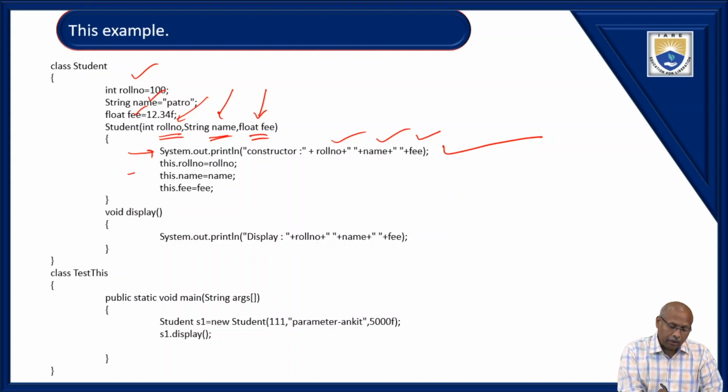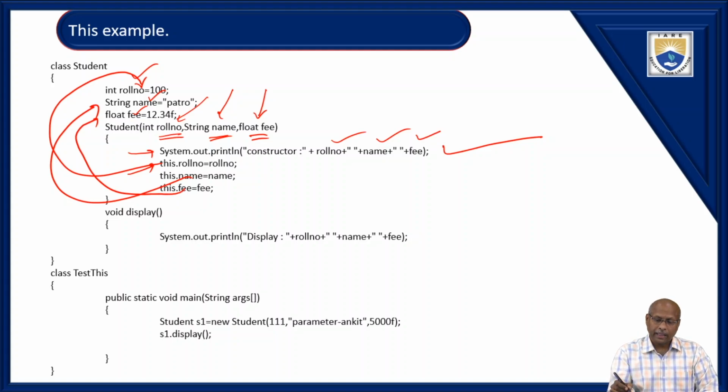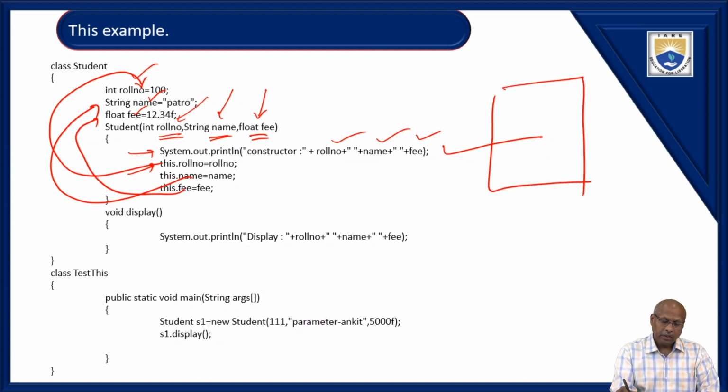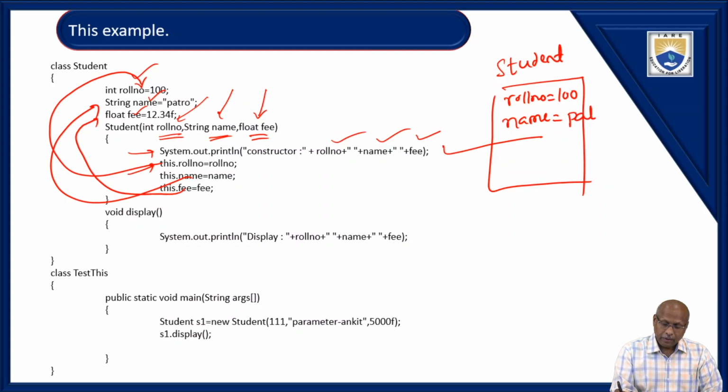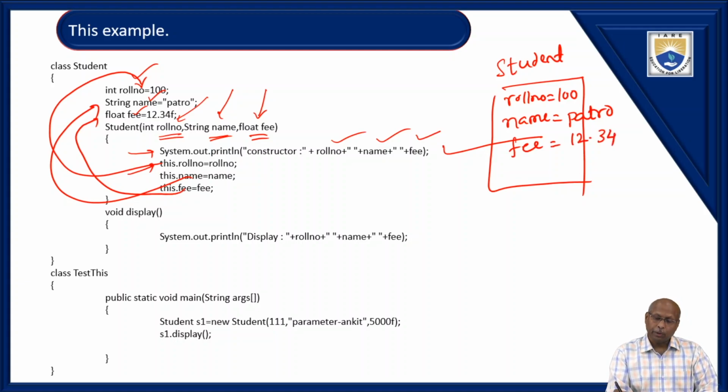When I say this dot roll number, it refers to your current roll number. Similarly, this dot name refers to your member. This dot fee refers to this. So this always refers to the current class object. So this is my Student. Here it has roll number. Roll number is how much? 100. Automatically 100 is assigned because this is my instance variable. Similarly, name. Name is Patro. This is my instance variable. Fee. Fee is how much? 12.34. This is also my instance variable.